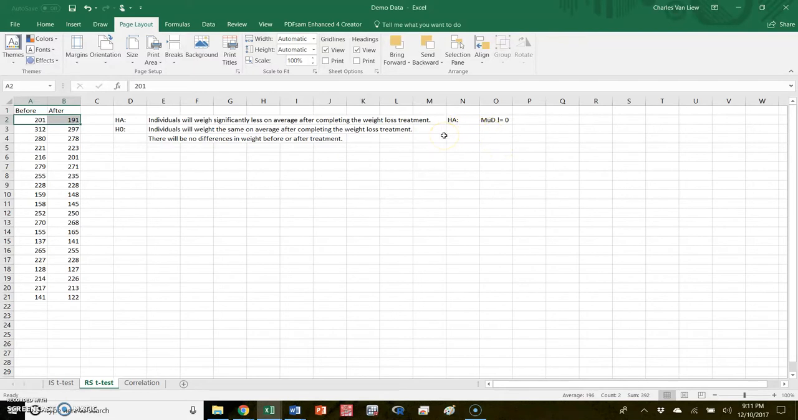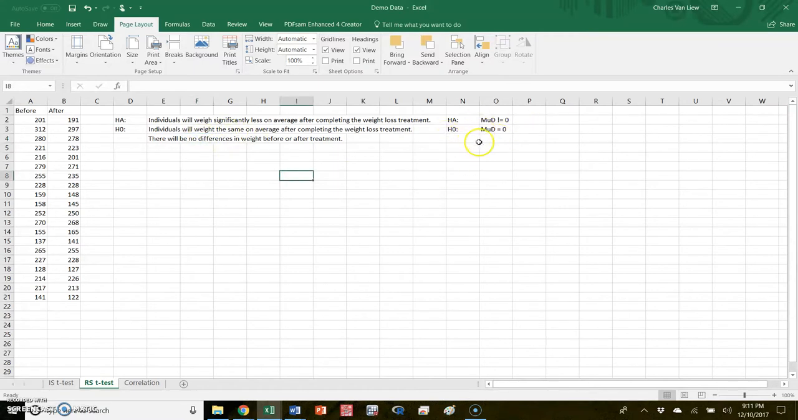So we're going to make this non-directional just because, again, it tends to be more conservative and it's the go-to. In science, we default to two-tailed tests. You have to really justify doing a one-tailed test for the most part. So on the other hand, what would the null say? Well, as you learned in your other video, the null basically contains the statement of equality. So the null would say that the average difference is zero. There is no difference. On average, the difference is zero.